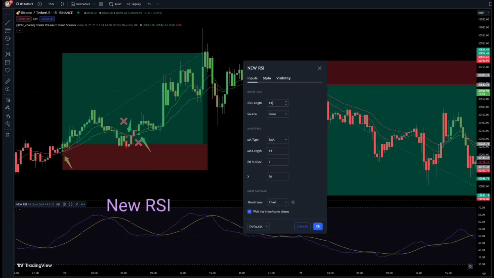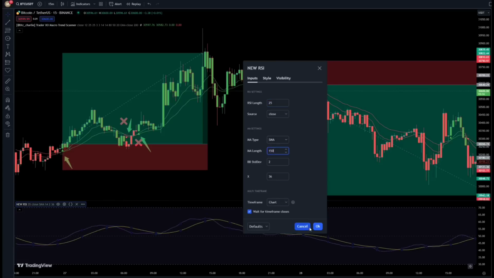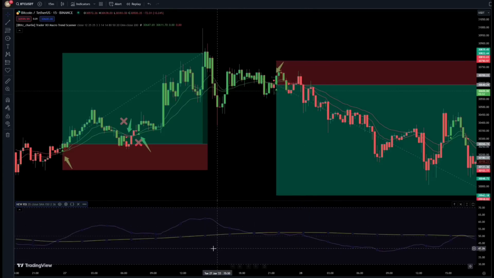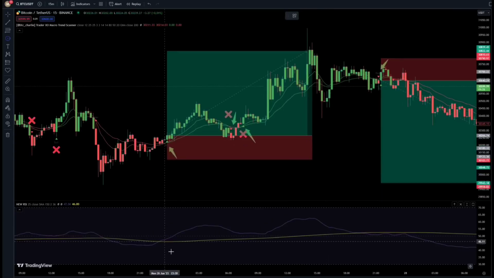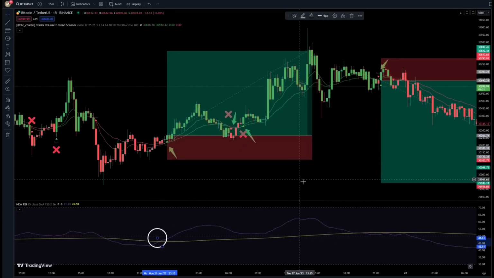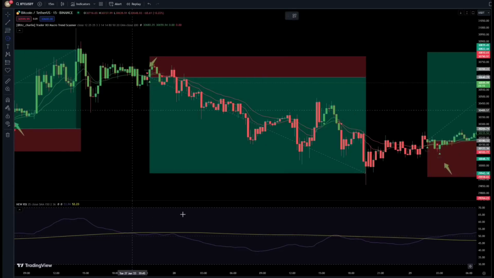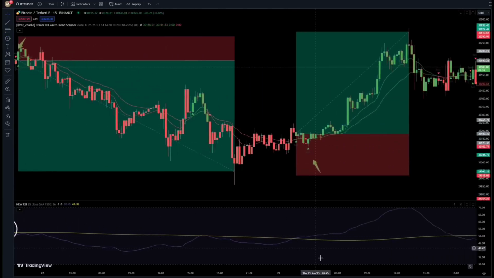Next, in Inputs tab, we again change this number 14 to 25 and this other 14 option should be set to 150, so it can once again filter out fake signals efficiently. As you can see, here it's the same. The buy signal confirmation here and the sell signal confirmation here. And here again, the buy signal confirmation.